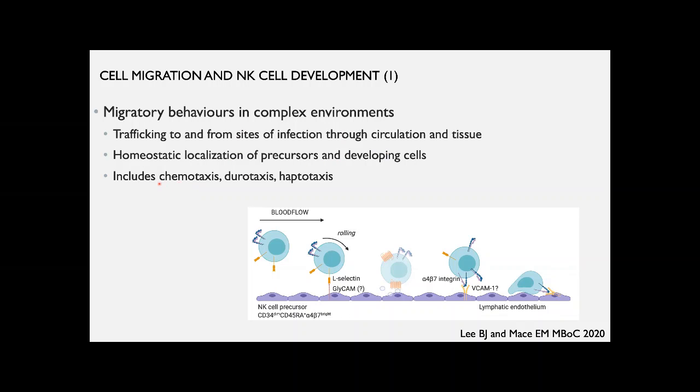And of course, this is going to be strongly regulated by processes that include chemotaxis, as well as durotaxis and haptotaxis, which of course occur in response to signals from the microenvironment. And so shown here is just a schematic of what we think might be mediating the recruitment of one of these precursors from circulation into tissue where they can undergo development. Although of course we have a very poorly understood idea of how this is being mediated.